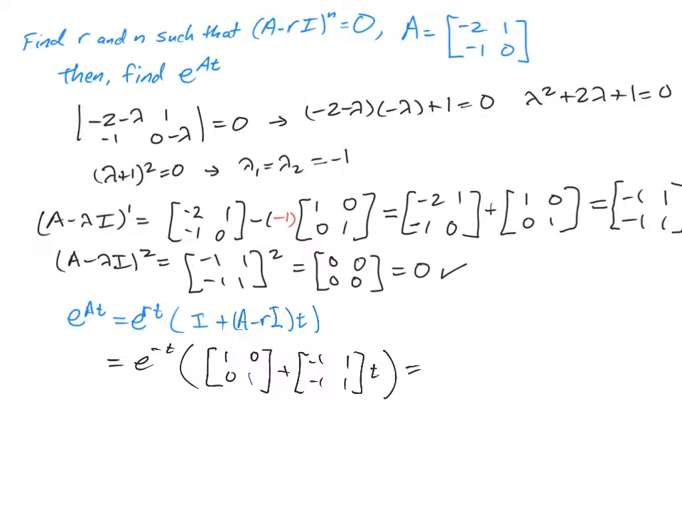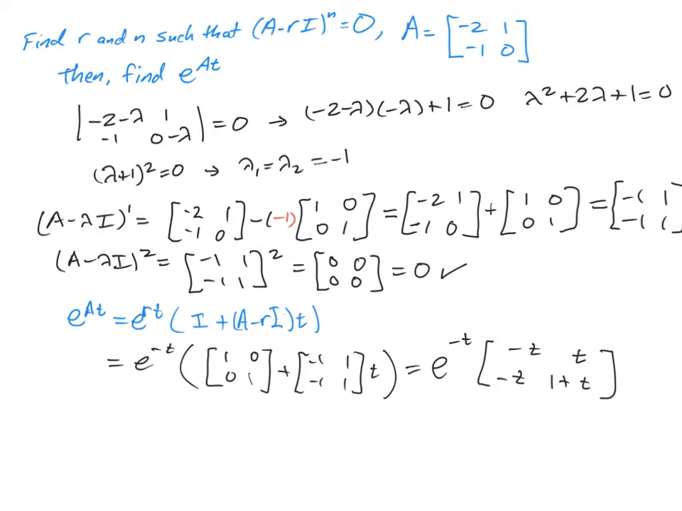If we simplify this out, that's e to the -t times 1 minus t in the first entry, t in the second entry of the first row, then -t in the first entry of the second row, and 1 plus t in the second entry. So that right there is our matrix exponential.